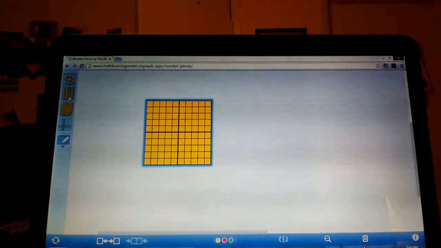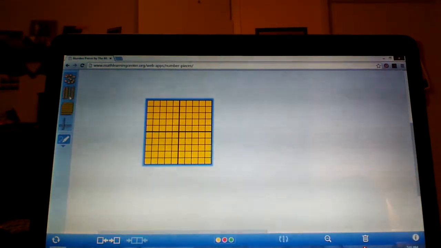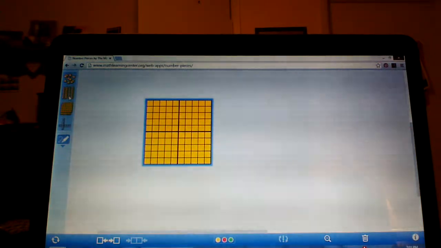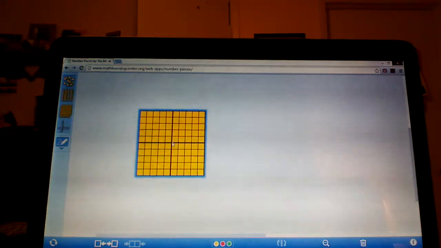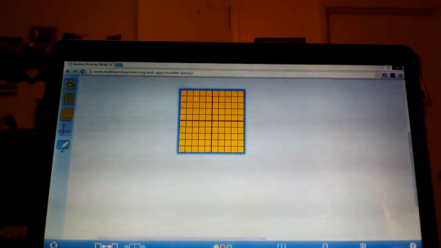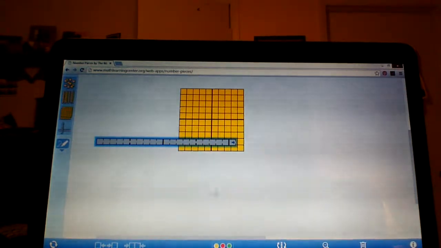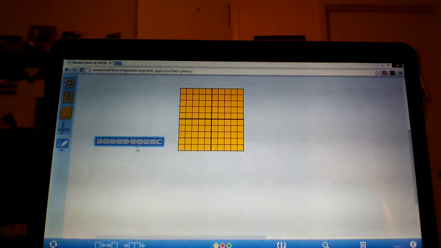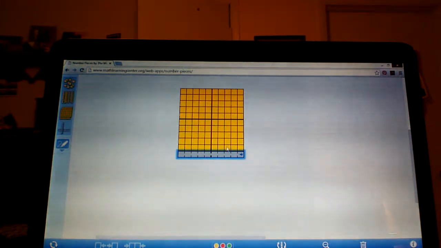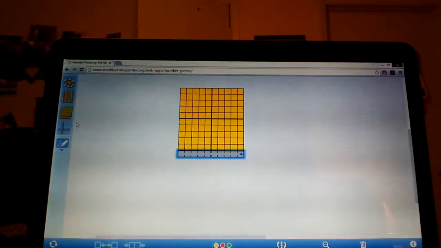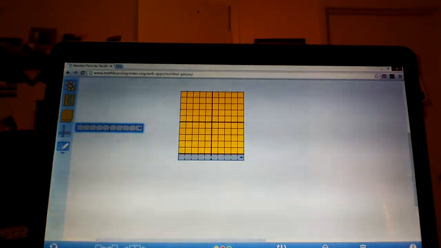Today we're going to learn about multiplication and division using base 10 blocks. So this is our flat. We're going to start with a flat, and what we'll use on this app is this ruler, and it measures each centimeter, so each unit. There's one unit in this flat.